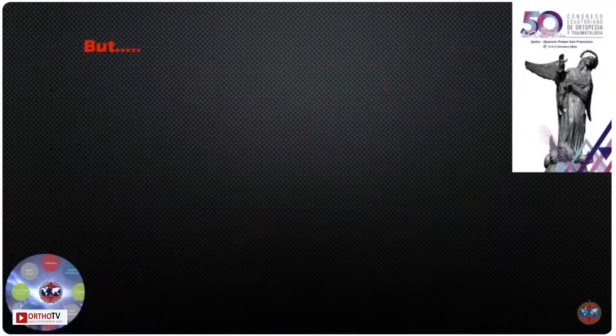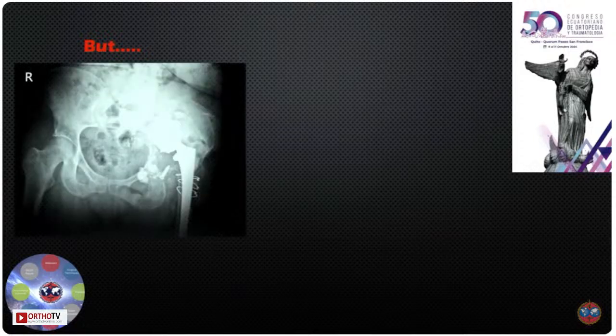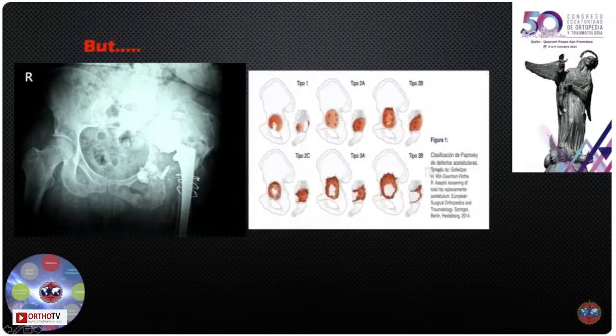But this is the problem. Can you see all the damage? And the pelvic discontinuity and the pelvic disruption. In the Paprosky classification, I think that it's not 3B, it's beyond the 3B, okay?